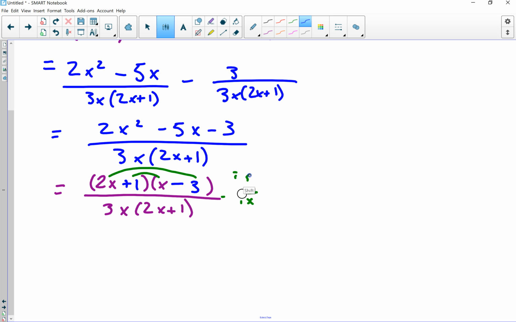So again, I try the outer and inner terms, see if it gets me the negative 5x that I want. So the outer set gets me negative 6x, the inner set gets me 1x, and what do you know, I finally found it. It's negative 5x.